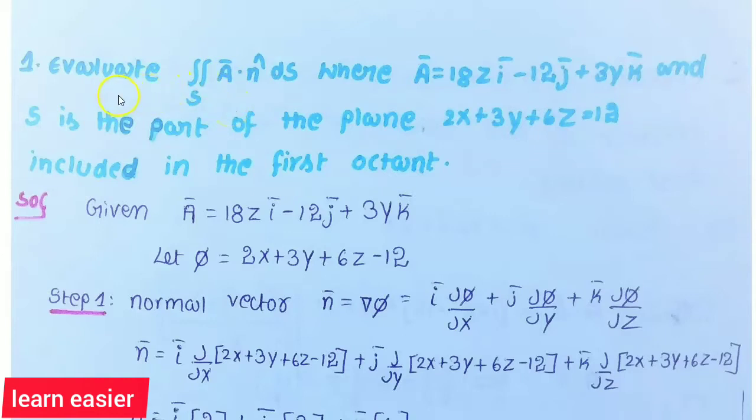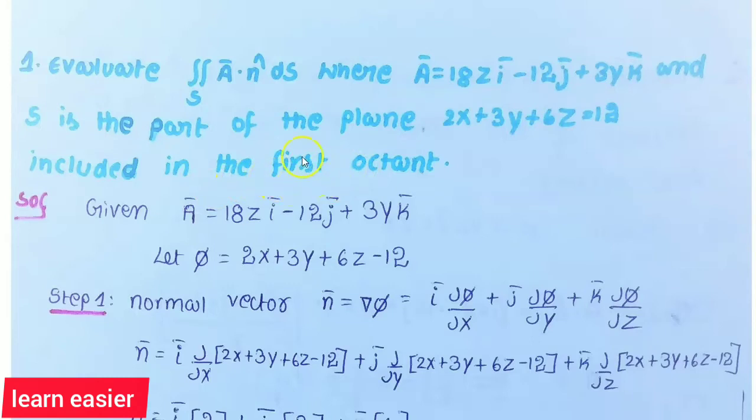Here the problem is: evaluate the surface integral of A bar dot n cap dS, where A bar equals 18z i bar minus 12j bar plus 3y k bar, and S is the part of the plane 2x plus 3y plus 6z equals 12 included in the first octant.